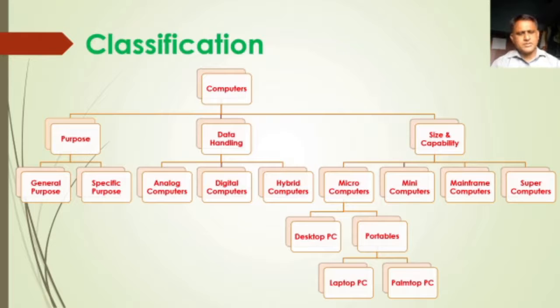The microcomputers are very popular nowadays. They are further divided into two categories, the desktop PCs and portables. Portables again have two categories, laptop PC and palm top. That is how the computer is classified into different categories based on the different criteria being considered. Let us discuss these categories one by one in detail.